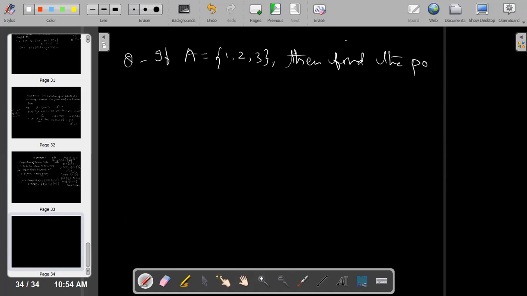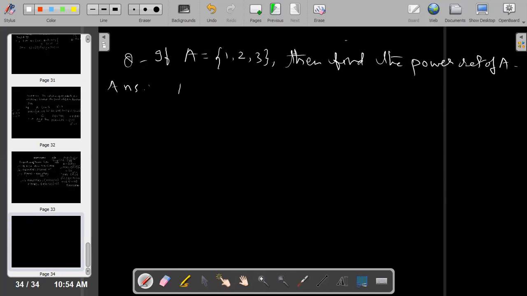Find the power set of set A. Okay, so making the power set, first we will write all possible subsets of A. All possible subsets of A having single element, having double element. Or you can write directly.